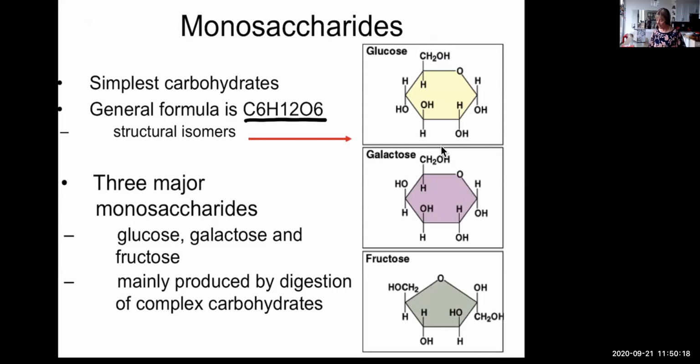So the 3 major monosaccharides are glucose, galactose, and fructose. They're mainly produced by the digestion of complex carbohydrates that we eat. Interestingly, all of these monosaccharides have exactly the same molecular formula. The differences are their structural isomers, their structural shape. So this is glucose, which comes from cane sugar, galactose, which comes from milk, and fructose, which comes from fruits.